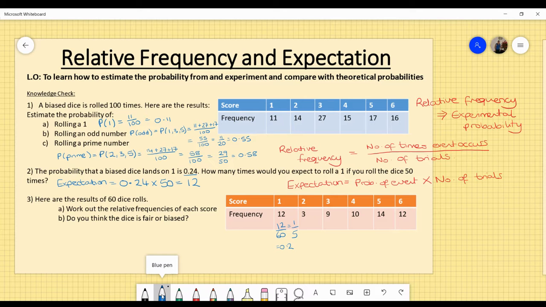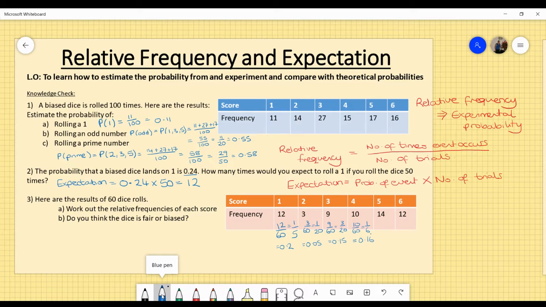The probability, or the relative frequency, of getting a 2 is going to be 3 out of 60, which is the same as 1/20th, or as a decimal, 0.05. Number 3 is 9 out of 60, and when we simplify that one, we get 3 out of 20, as a decimal, 0.15. The relative frequency of a 4 is going to be 10 out of 60. That simplifies to 1/6. It's not a nice decimal, so I would prefer it left as a fraction, but it's 0.16 recurring on that one.